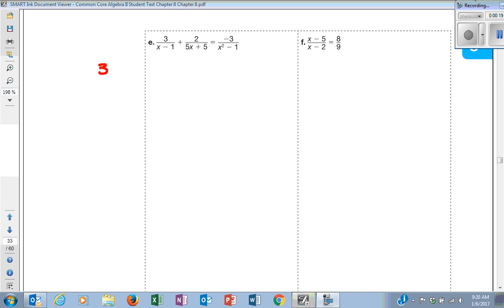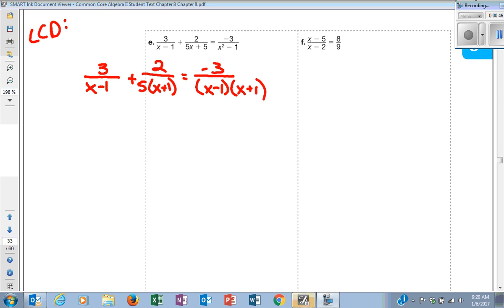So I'm going to go 3 over x minus 1 plus 2 over 5x plus 1 equals negative 3 over, this is going to be difference of squares, so it's x minus 1, x plus 1. And what I'm going to do is the book way. I'm going to multiply by the least common denominator. Actually, we'll do it the other way first. I'll multiply everything. So the least common denominator is going to be 5x plus 1, x minus 1.